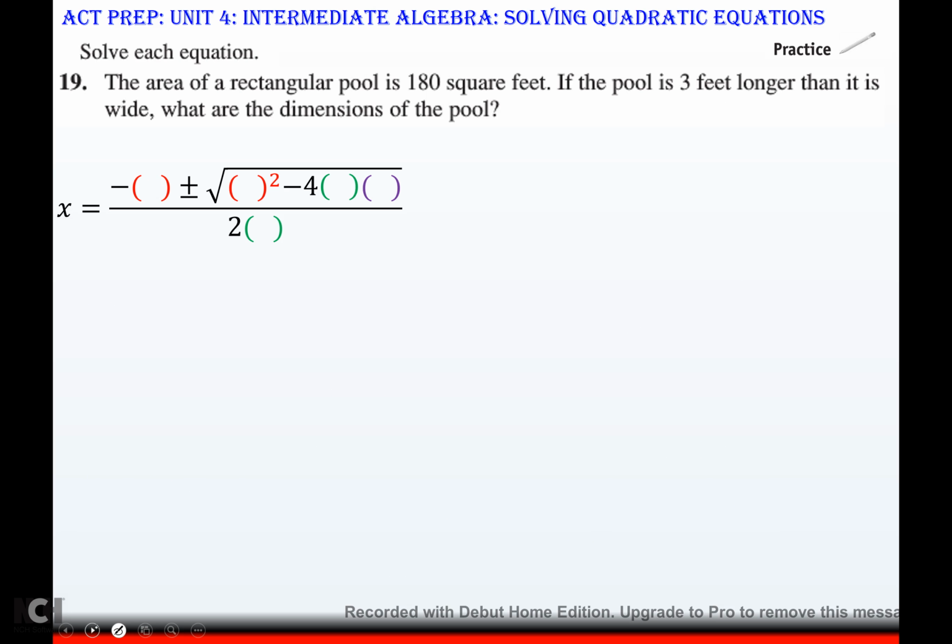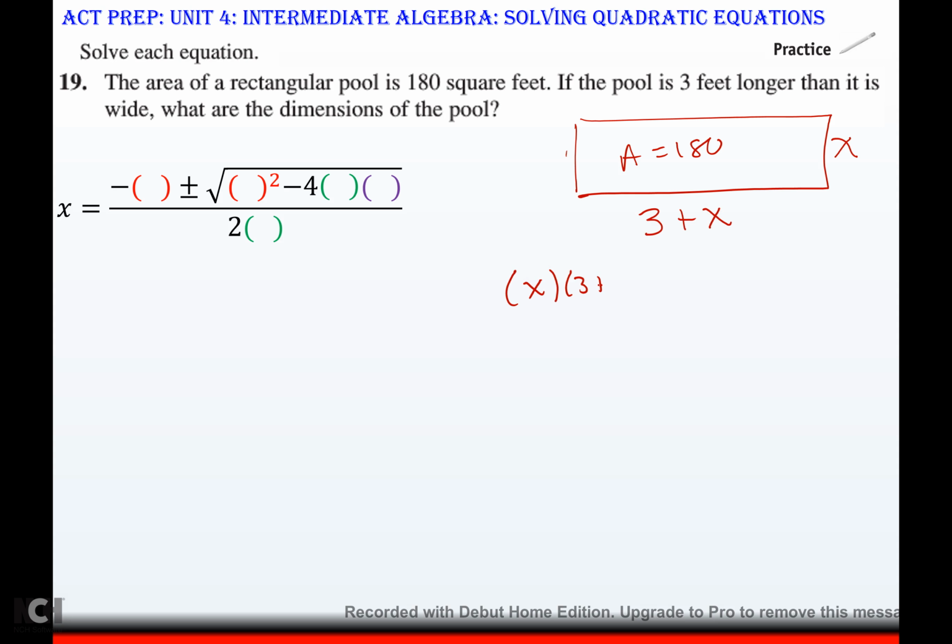Alright, another one. It says the area of a rectangular pool is 180 square feet. If the pool is 3 feet longer than it is wide, so whatever it is wide, let's call it x, the length is 3 feet longer. That's not 3 times longer, 3 feet longer, so that's just adding. So now I can say that x times 3 plus x has to equal 180. If I distribute, I get 3x plus x squared equals 180.